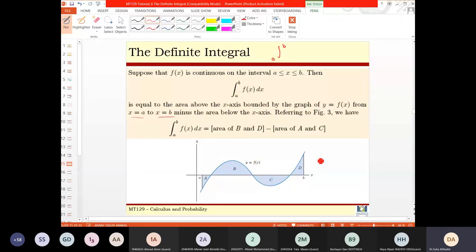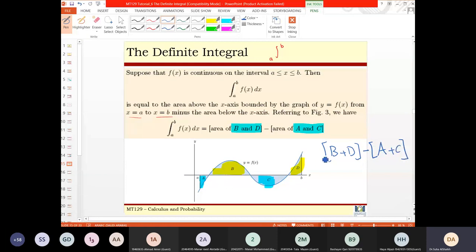If, for example, I have what you can see here, some parts are above the x-axis, the part B and the part D, and some parts are below the x-axis, the part A and the part C. So the integration is the sum of the above ones minus the sum of the below ones. It's B plus D minus the ones below, A plus C. This will give me the total integration of this area.